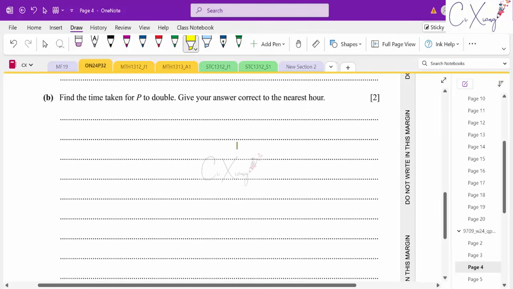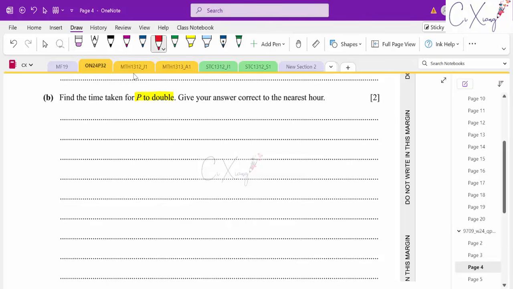Okay, so for next part, they want us to find the time taken for P to double. Give your answer correct to the nearest hour. Alright, so let's have a look for our original equation first. We are having P equals to A e power kt. Okay, so I will let P equals to A, the value that we get just now is 20, e power kt, so it should be t over 20, right? K is 1 over 20. So this is my original equation.